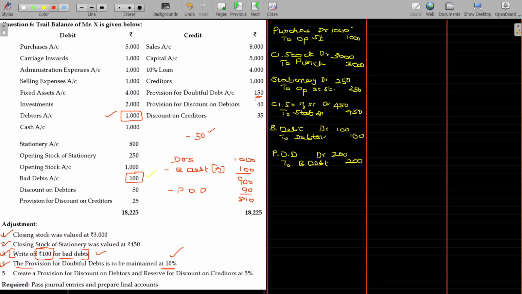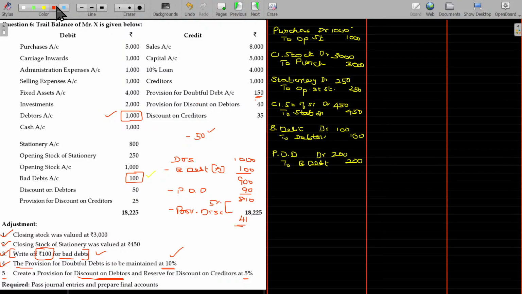And the fifth point is all about creating a provision for discount on debtors, at the rate of 5%. So minus provision for discount on debtors, which is 5% on this. 5% on this being 40.5. I may round off to the next whole number, 41 rupees. Is that okay?